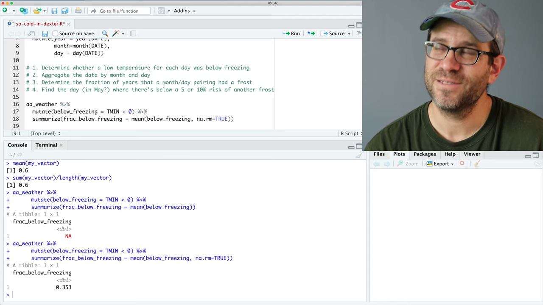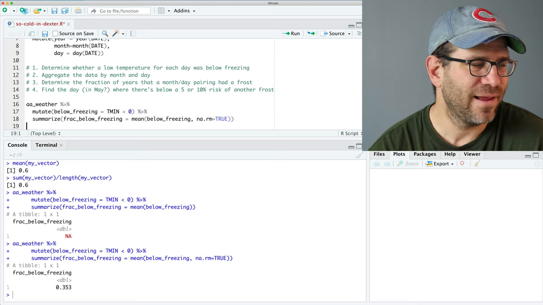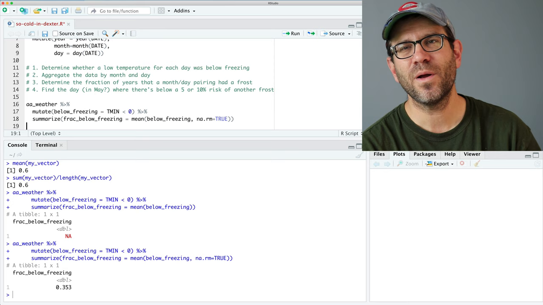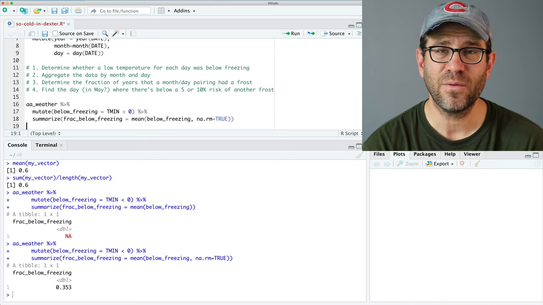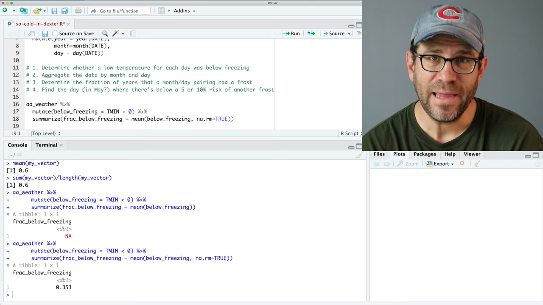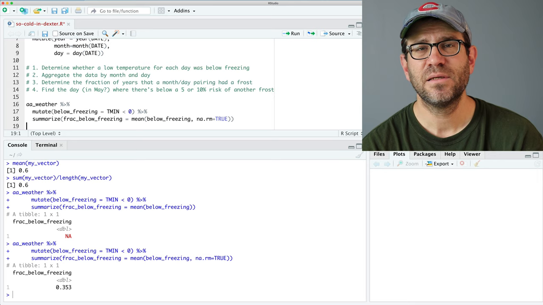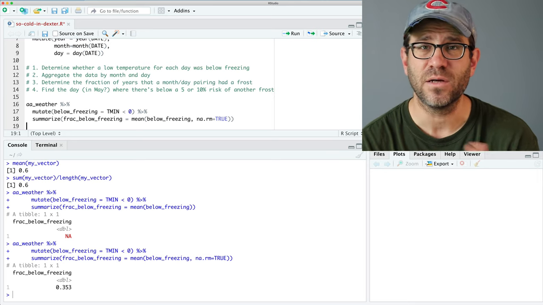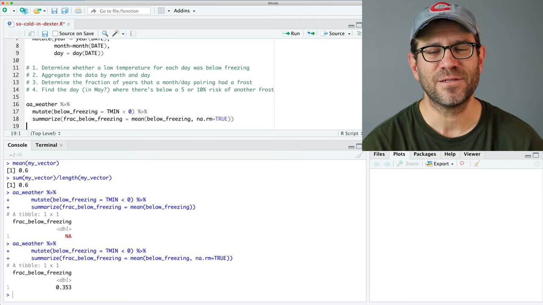This is southeastern Michigan. It gets cold here in the winter, and that makes a lot of sense. But we don't want to know the total fraction of days where it was cold, but below freezing. We want to know for today, May 21st, what fraction of years on May 21st has there been a frost? Because I want to know, do I need to keep worrying about whether or not there's going to be a freeze?